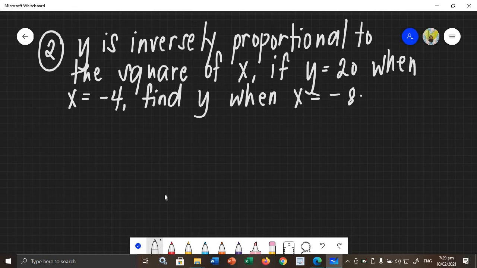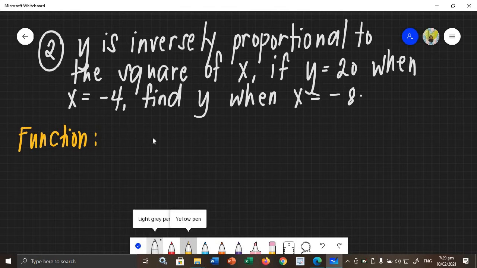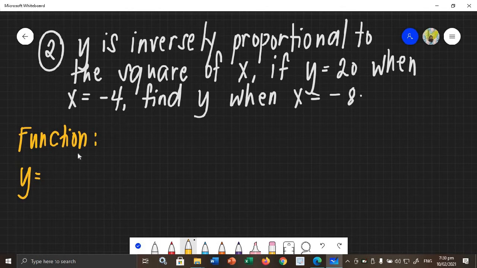So, as you can see here sa problem natin, first and foremost, no, derive tayo ng function using the variation statement sa taas. No? So, y is inversely proportional to the square of x. So, y is equal to k over square of x. So, x squared. Okay? So, yun yung gagamitin nating function or formula all throughout sa pag-solve natin ng problem.